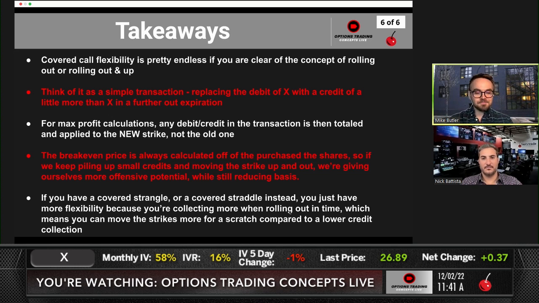If you have a covered strangle or a covered straddle instead of just a covered call where you just have the short call, all that means at the end of the day is that you have more flexibility because you're collecting more when you're rolling out in time. So in the previous examples where we were looking at doing it for a scratch with just that short call, or doing it for a $4.50 credit, if for rolling the call out in time I now add a short put, I'm going to be collecting way more premium.